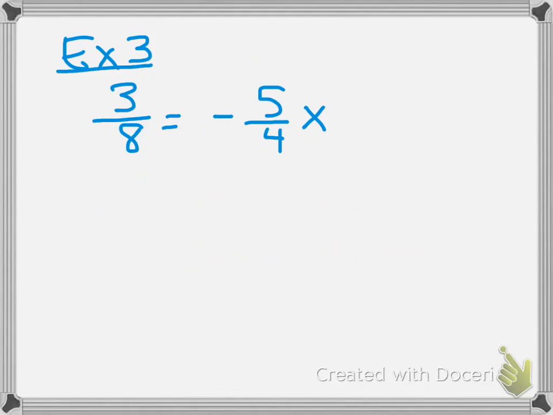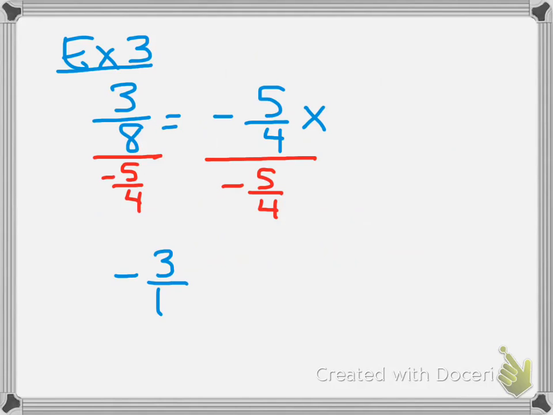Alright, on example 3, 3/8 equals negative 5/4 x. So let's see now. You would divide both sides by negative 5/4. It just looks a little bit weird, since that is the number in front of the variable. So you divide both sides by negative 5/4. And if you're using your calculator, that gives you negative 3/10 equals x.